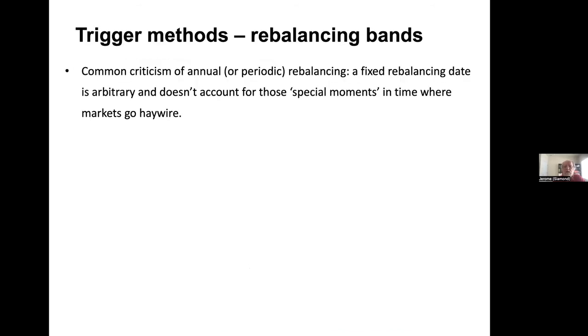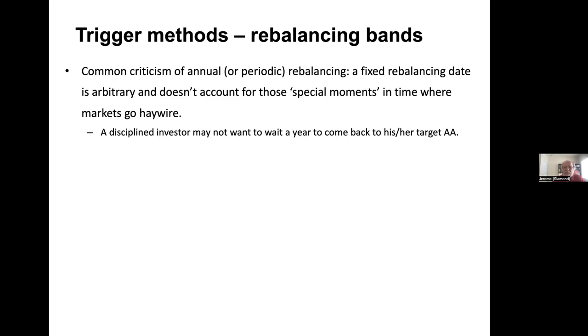Okay, all right. So let me move on. So the trigger methods. A common criticism of doing a periodic rebalancing, let's say once a year, is that it's a fixed date, birthday, January 1st, whatever, and it doesn't account for those times where markets go haywire. And here, again, this is kind of behavioral. So you might have a very disciplined profile, and that really makes you itchy to be so far from your target asset allocation after a big market change.